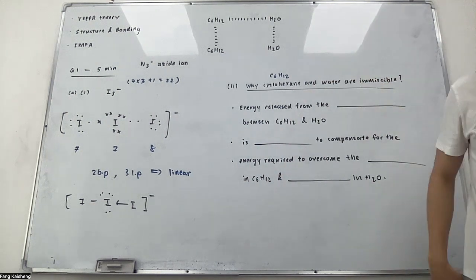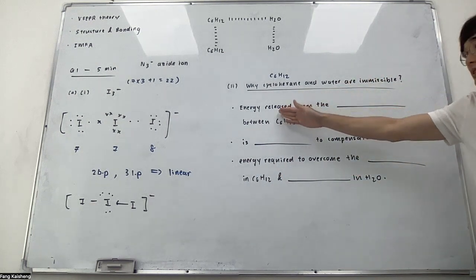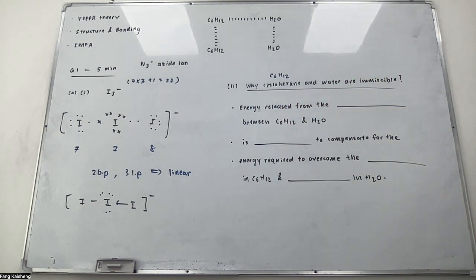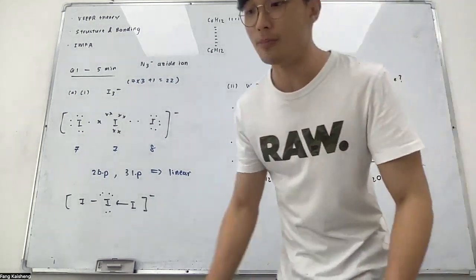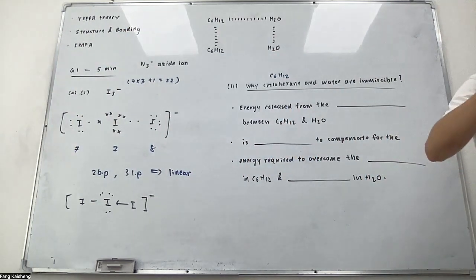Then now we look at part 2. Part 2, the answering technique. There's not much for me to discuss. It's energy release versus energy required to overcome. Same thing, guys, just highlight the word insoluble or immiscible. They tell you whether it's soluble or insoluble, and your job is to work towards the explanation.